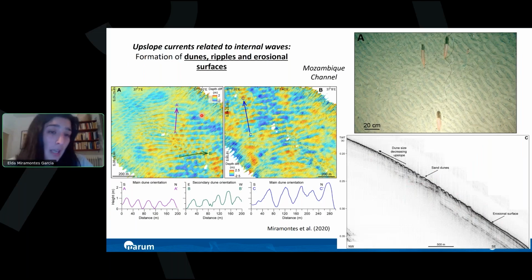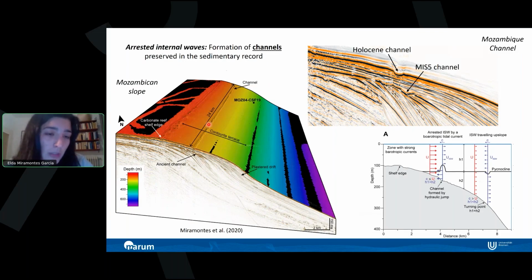In the same area, on the margin but a bit farther south, instead of having a field of dunes, there is a huge channel. This channel is located in the upper slope. You can see here it extends over several kilometers. It's relatively small, but it is there. And the interesting thing is that we actually have a similar one preserved in the sedimentary record.